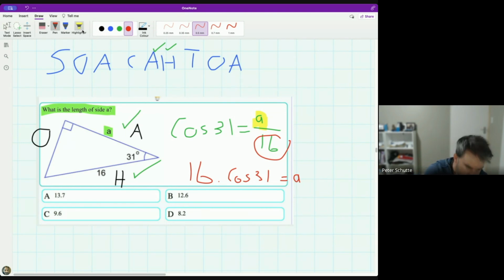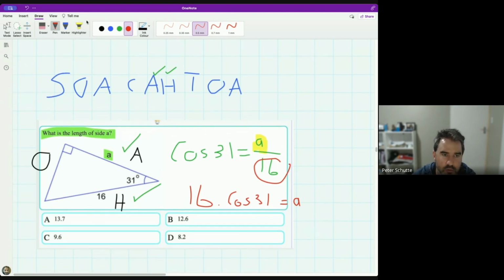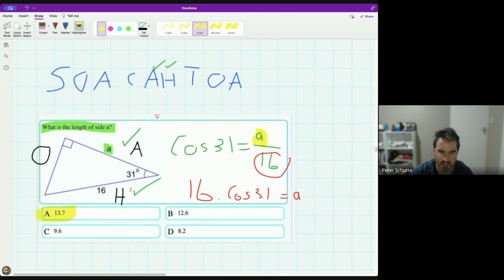So in our calculators, we just type 16 times the cos of 31, and we are going to get 13.71, which when we round off is going to be 13.7. So what we did in this case was we found a missing side using trigonometry.